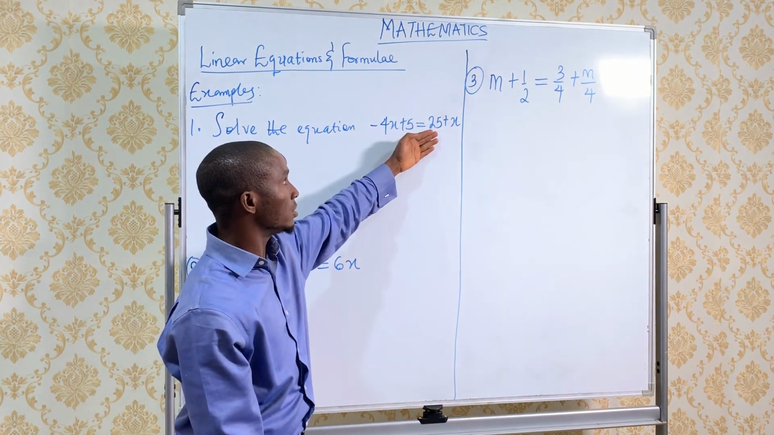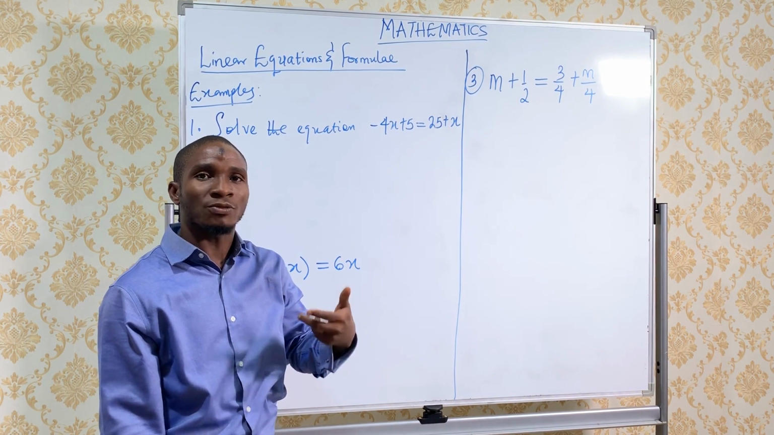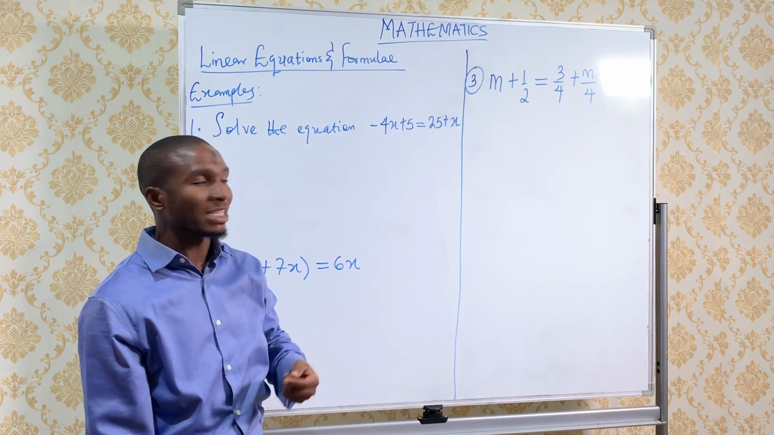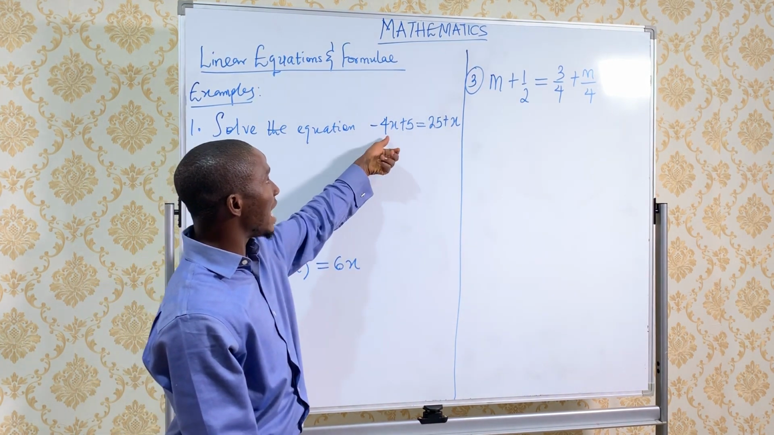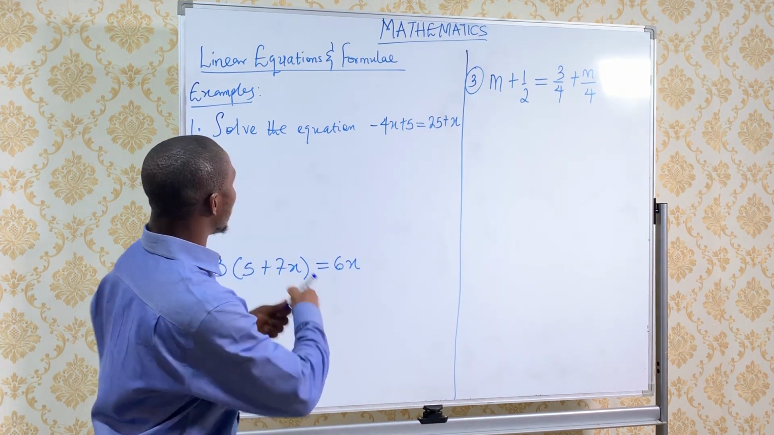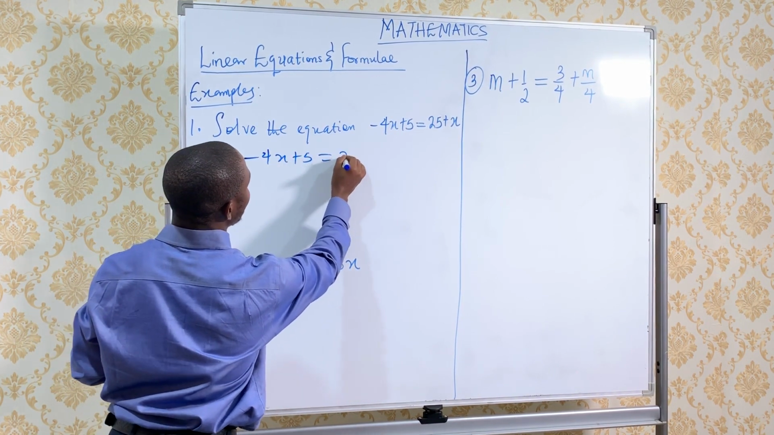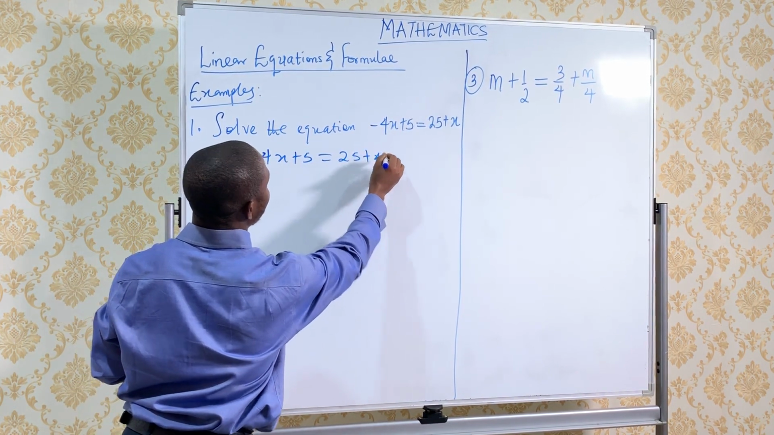So this is an equation, and we are asked to solve. Solving means you are asked to find the value of the unknown, that is, the value of the alphabet given to you in the question. Now look at this question. We are asked to solve this: minus 4x plus 5 equals 25 plus x.